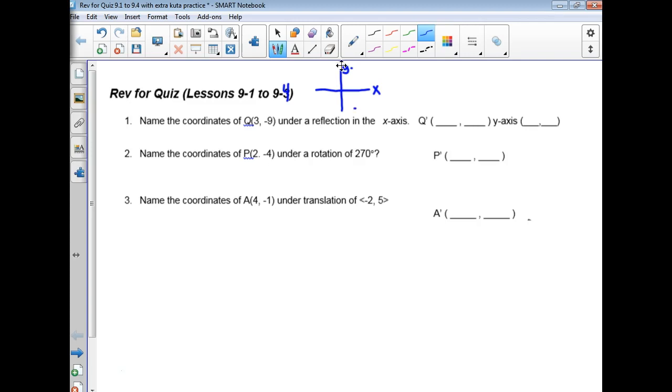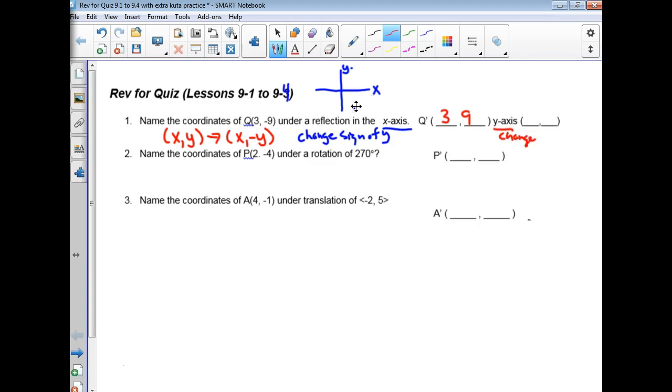So what had changed? The y. That's the change sign of y, if you're going over the x-axis. So it's the opposite of what you might think. The rule on the sheet says (x, y) becomes (x, -y), which means change the sign of the y. So that's 3, 9.